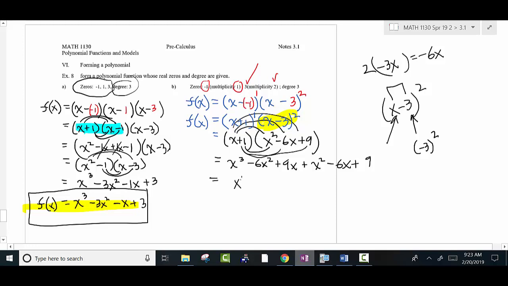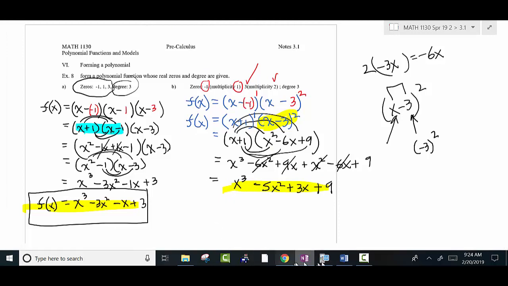So you'd have x to the third. Negative 6x squared plus x squared is negative 5x squared. 9 minus 6 is plus 3x. And then plus 9. All right, that's the idea.